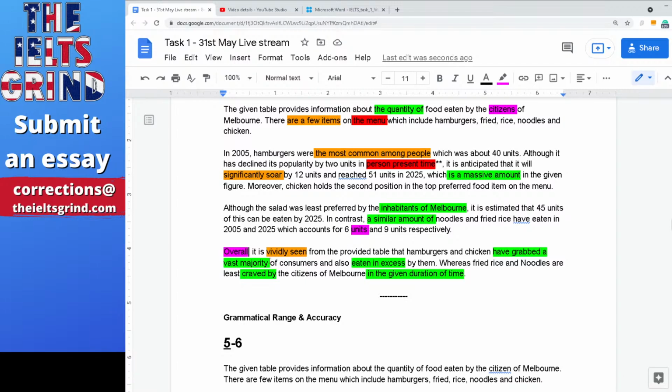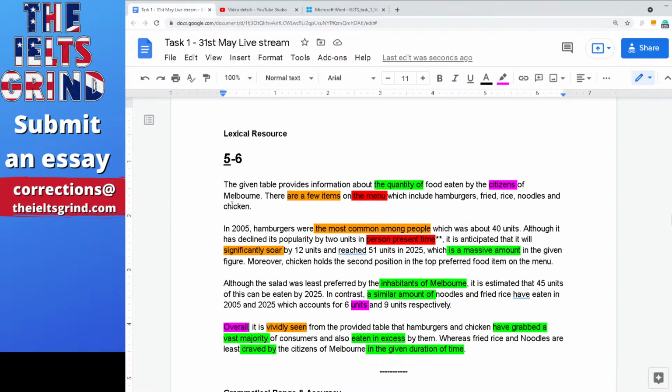Okay. So overall, it is vividly seen. Yes, I think this is good. I might say it is seen vividly from. Again, I think it's just swapping the words and getting the wrong order. And then the rest of that paragraph, some great collocations. Have grabbed a vast majority of, eaten in excess, craved by, in the given duration of time. That is really, really good stuff. So you can take these phrases, learn what they mean, and learn how to use them.